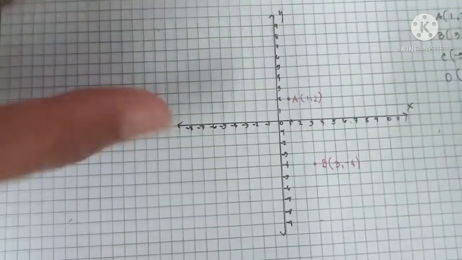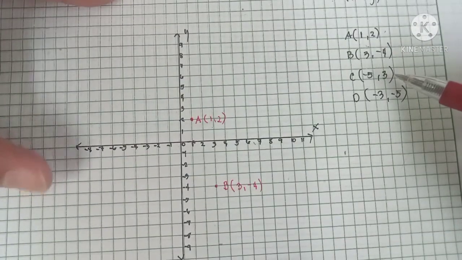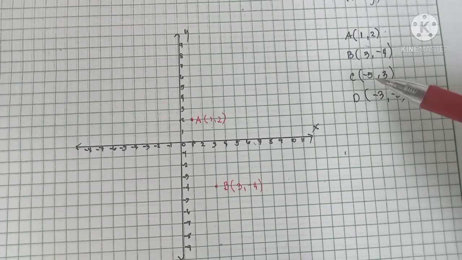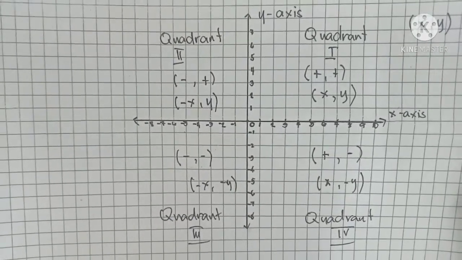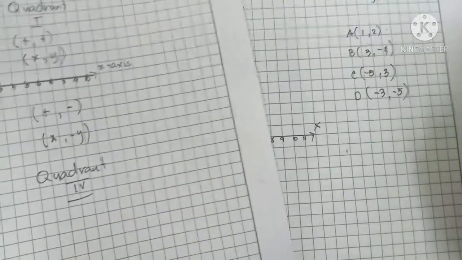Okay? How about C? C is negative 5, 3. So where can we locate negative 5, 3? Again, what quadrant is that? So by using our previous illustration, what number is that again?